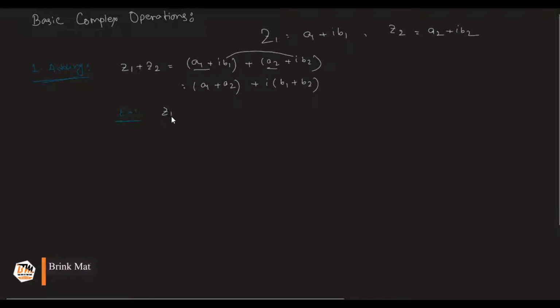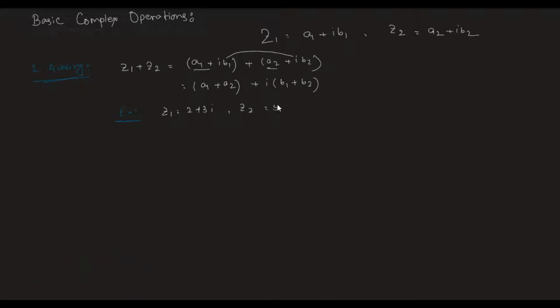So for example, let's take z1 equal to 2 plus 3i and z2 equal to say 5 plus 6i. So z1 plus z2 will be a1 plus a2, where the real parts are 2 and 5, so 2 plus 5, and plus i times b1 plus b2, where b1 is 3 and b2 is 6. So 3 plus 6, so the answer is 7 plus 9i.